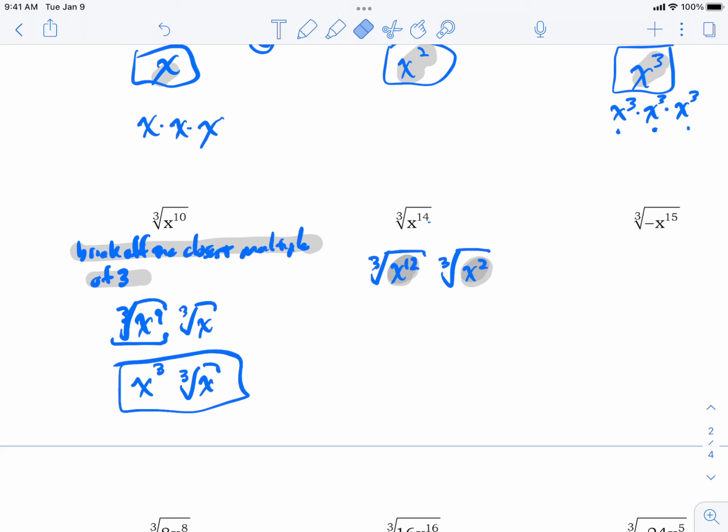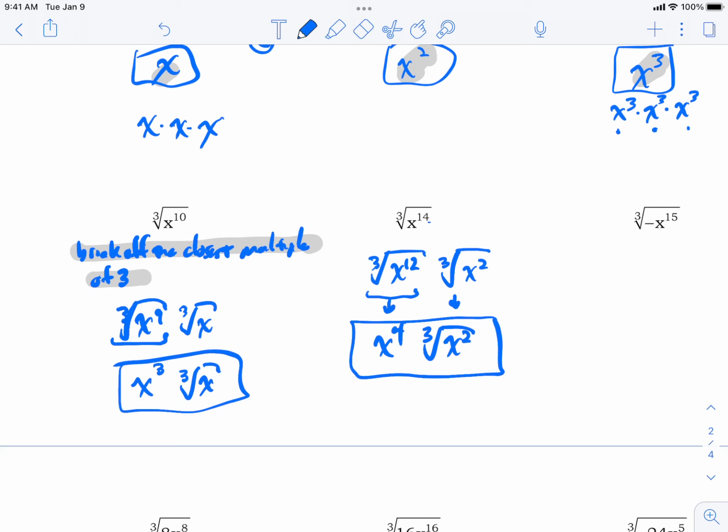Okay, that's a legal way to break it up. Again, the reason we're doing it is because this part simplifies. That's the whole goal, is to simplify something. 12 divided by 3 is 4. The cube root of x to the 12th is x to the 4th. And once more, if you multiplied x to the 4th times itself 3 times, you would be adding your exponents. 4 plus 4 is 8, plus 4 is 12. You would get x to the 12th. So yeah, it works. So that part simplifies to x to the 4th, and then you just have to keep all your pieces. Don't lose any pieces. I've still got my cube root of x squared here.